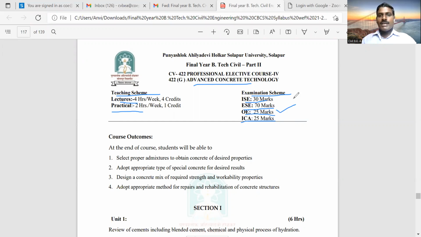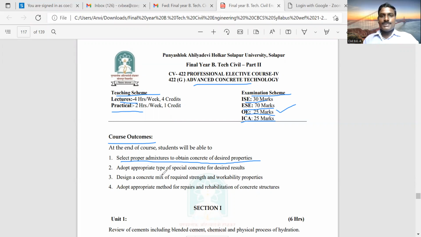Now, why do we have to learn this subject, advanced concrete technology? What are the outcomes of this course? The first outcome of this course is to select proper admixture to obtain concrete of desired properties. We have to select the proper admixture to obtain concrete of the desired properties.